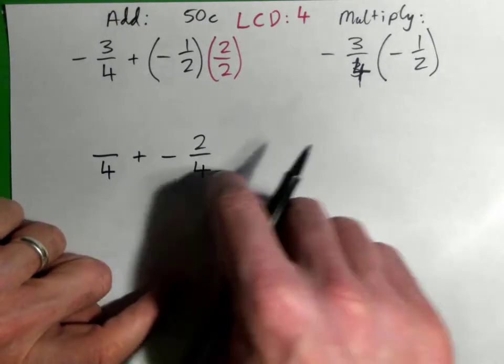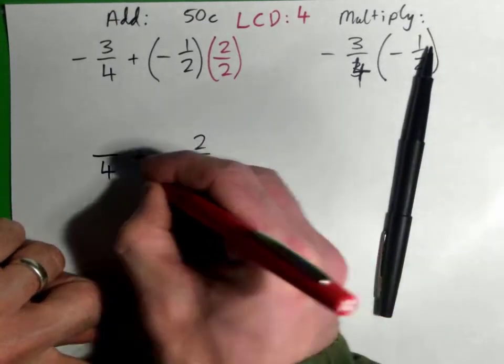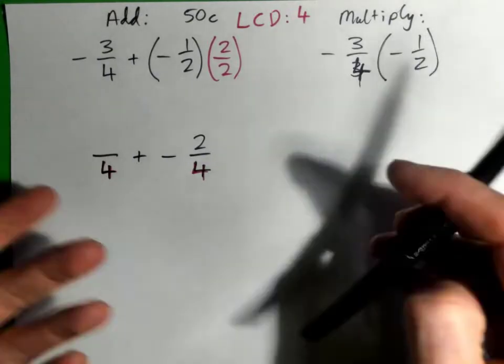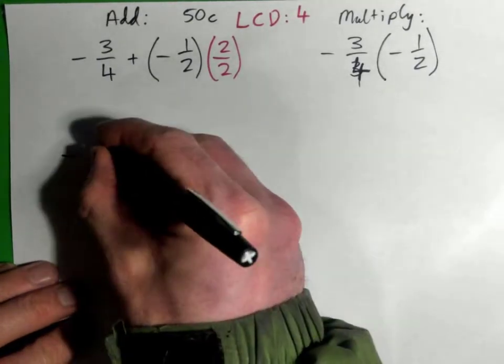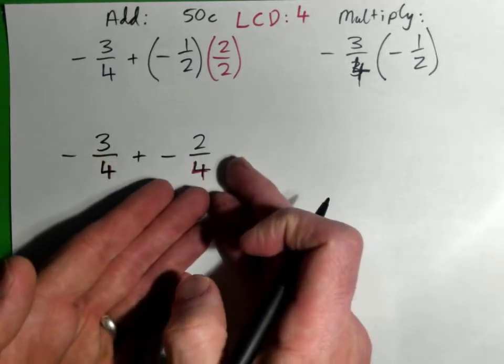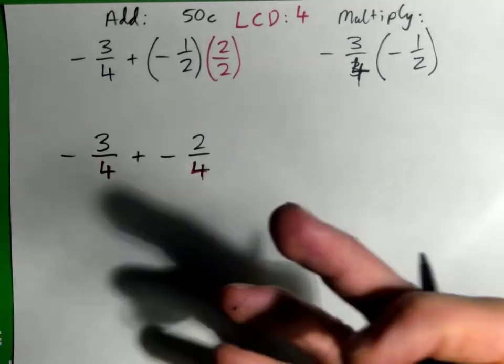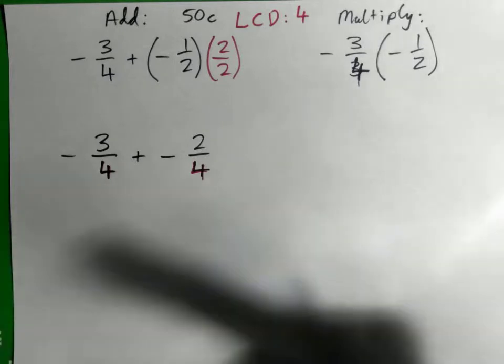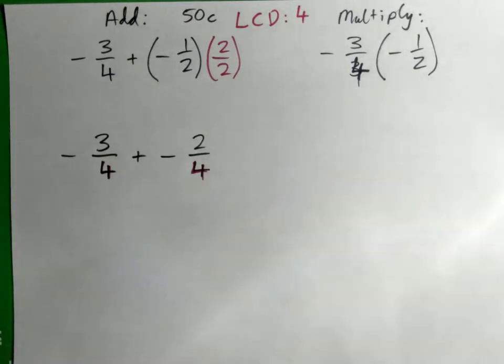But the point is we do need a lowest common denominator. Whether these fractions are negative or positive, doesn't matter. You need the lowest common denominator, right? So now we have negative 3/4 plus negative 2/4, right? So now you're kind of thinking about adding negatives, right? So the bottoms are the same. Now we can put them together.